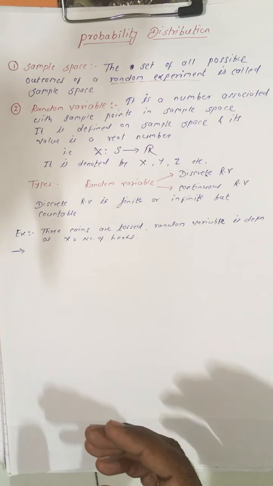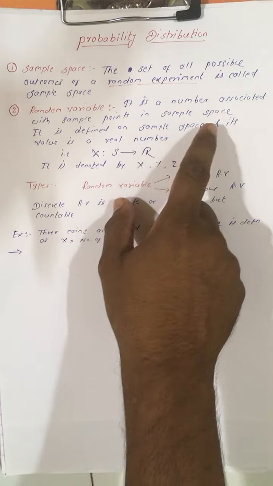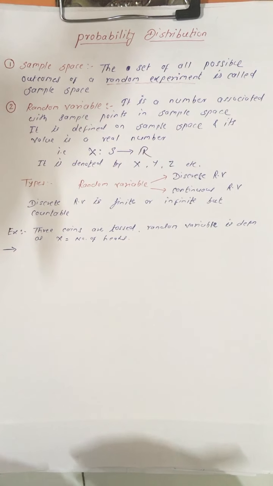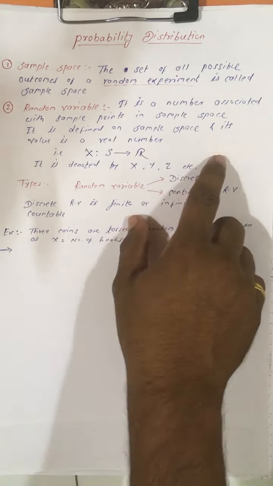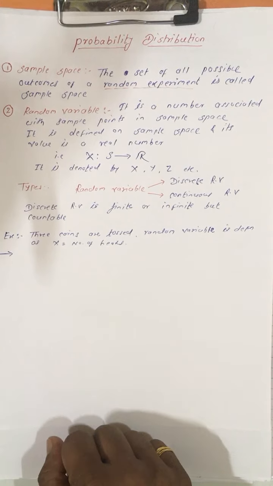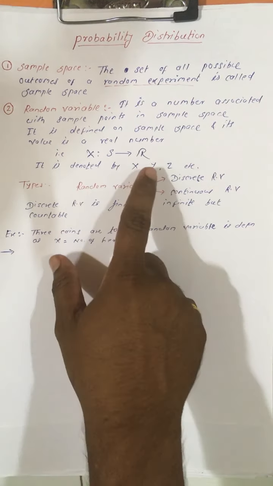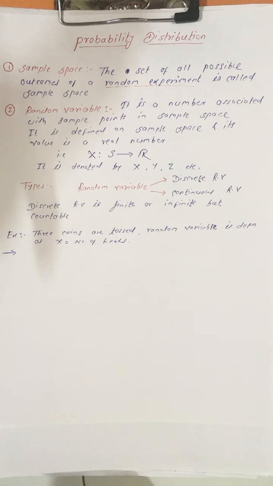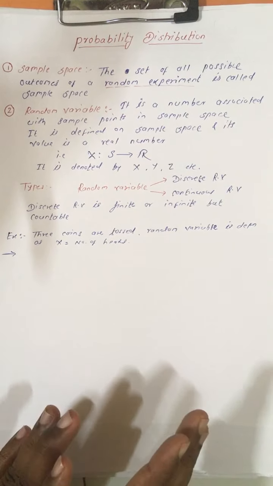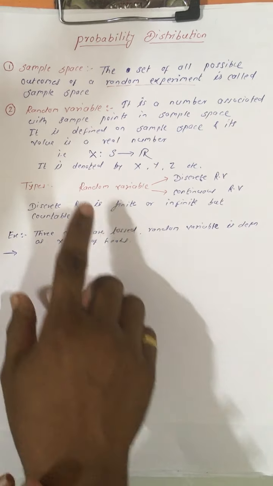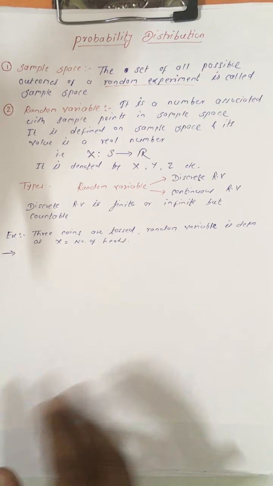The main part of this chapter is random variable. What is a random variable? It is a number associated with the sample points in a sample space. It is defined on the sample space and its value is a real number. That is, it is a function from S to R, where S is a sample space and R is the set of real numbers. That is, a random variable may be any real number: negative number, positive number, fraction, whatever it may be. It is denoted by capital X, Y, Z, etc.